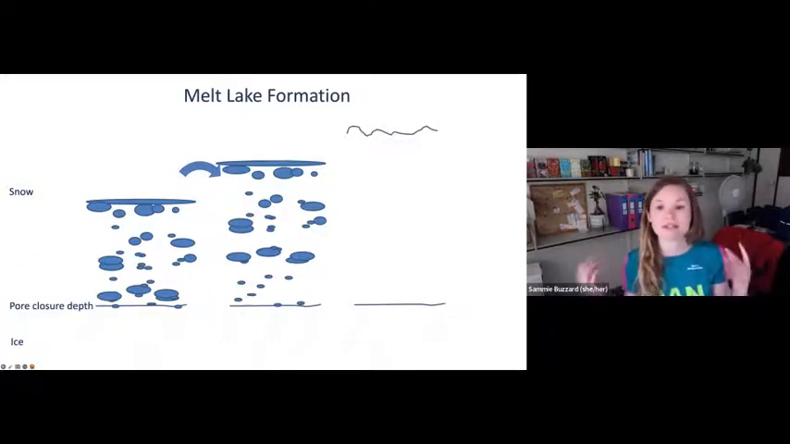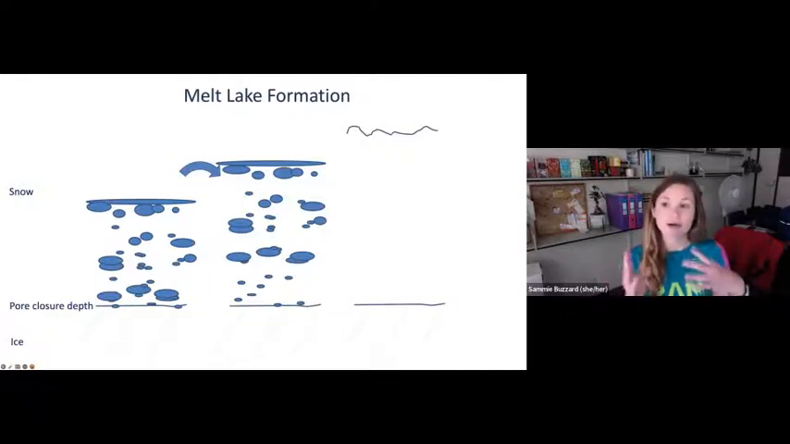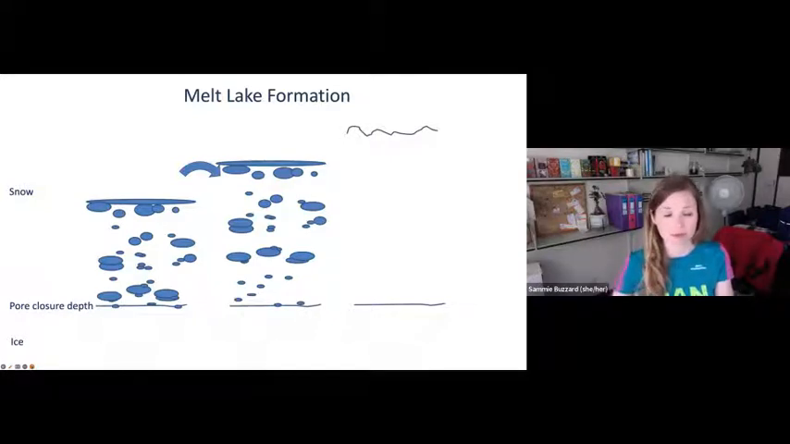Finally, another possibility is that because Antarctica, as you probably all know, is quite cold, when that melting at the surface occurs, as soon as it gets down a little way into the snow, that snow is going to be below the melting point of water. So some of that water is actually going to refreeze in the snow before it even gets down as far as the pore closure depth.